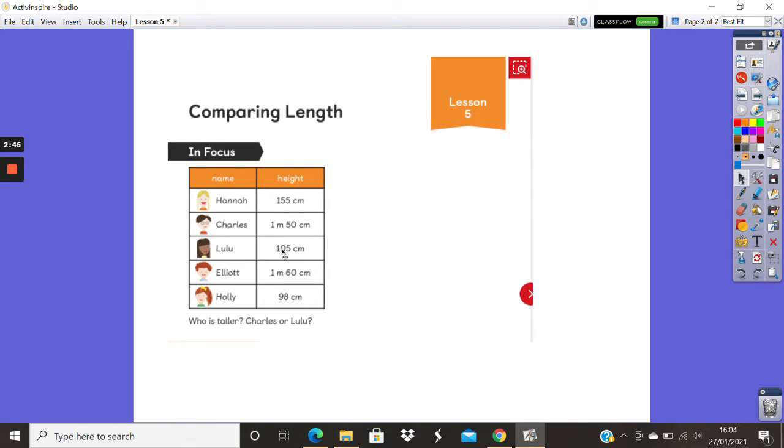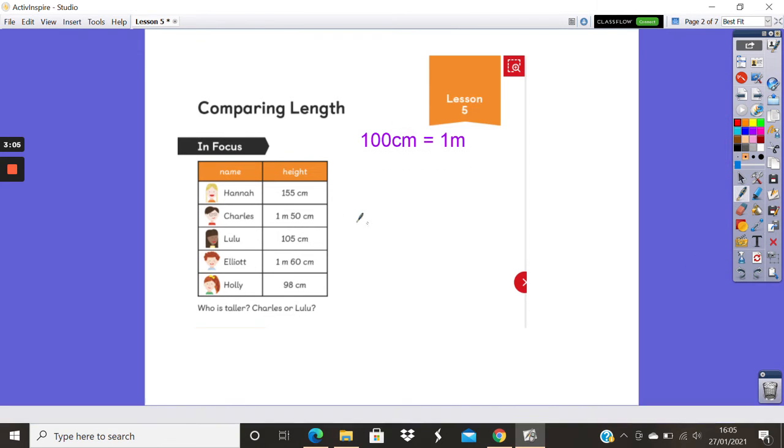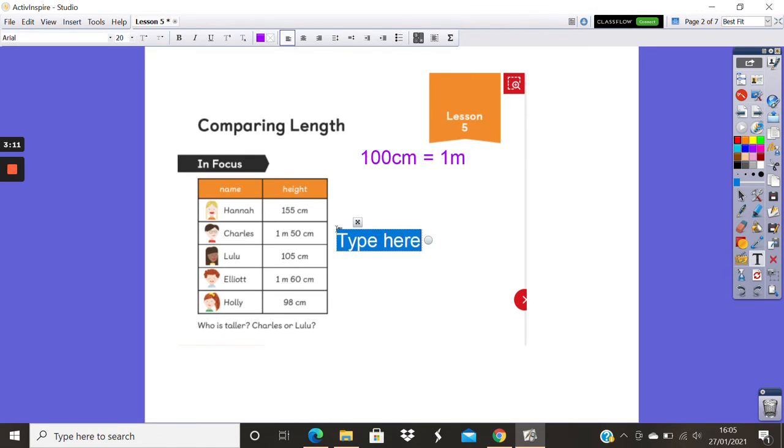Okay, so the easiest way to do that would be to change those all into the same measurement. Okay, so we know that 100 centimetres is the same as 1 metre. Okay, but Holly's height is 98 centimetres, so we can't change hers to metres. So we're going to change the rest of them into centimetres. So we've got 1 metre 50 would become 150 centimetres for Charles. And then for Elliot, we've got 1 metre 60, which would be 160 centimetres for Elliot. Okay, so now all of their heights are in centimetres.